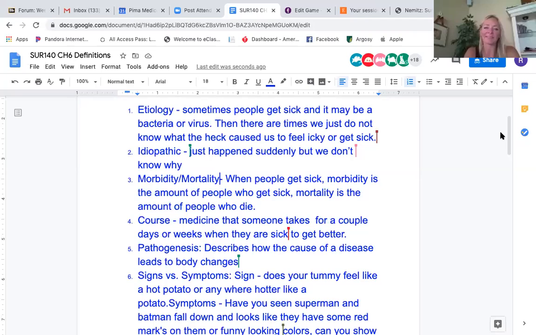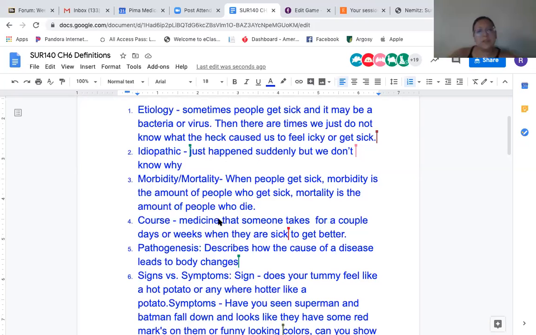So idiopathic, and that is that sometimes something just happens suddenly, but we don't know why. It's scary when we don't know why. We want to know why. Yes, absolutely. Thank you. Morbidity and mortality. When people get sick, morbidity is the amount of people who get sick. Mortality is the amount of people who die. That's scary. Thanks, Mom.